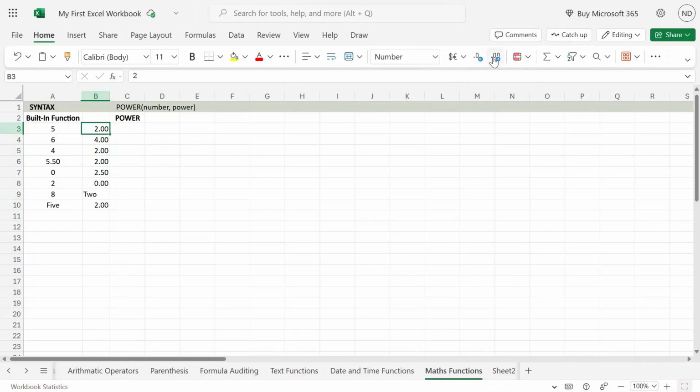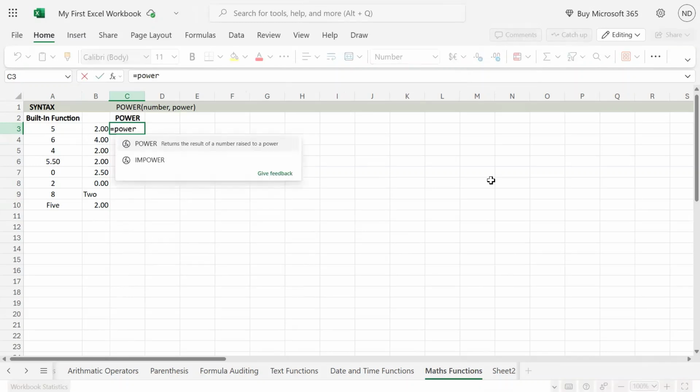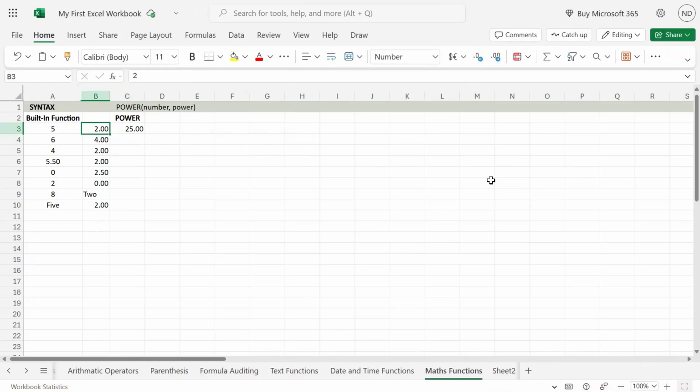Let's try to understand what happens if I try to get the power of these numbers. So I say equals POWER. I have to put the number first. So I have this number 5 and I want it to be squared, so that is 2 times. When you say squared, it has to be multiplied twice. Enter, and we get 5 fives are 25. Usually if I do it this way, 5 into 5 will give me the same result.